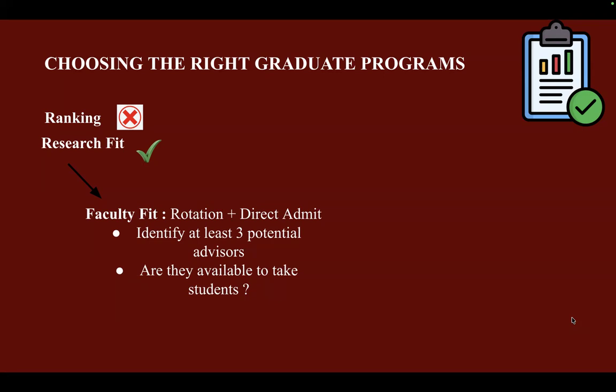you should at least identify 3 potential advisors who are taking students, because you don't want to write someone's name who is not taking students. It's very essential to take a look at who is taking students, because if you write 3 people's names who are not taking students, then your application is not going to be considered at all.